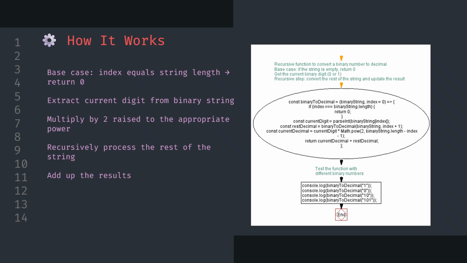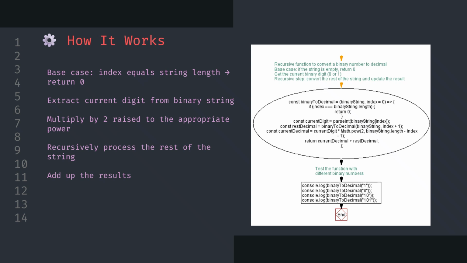The function works by analyzing one digit at a time. We multiply the digit by its position's power of 2 and sum it with the recursive call on the rest of the string. This way, each digit contributes correctly to the final decimal value.